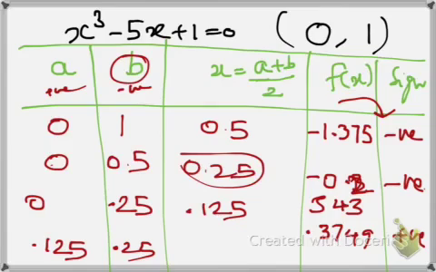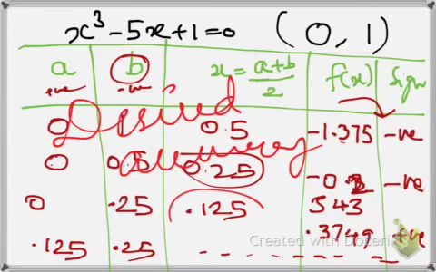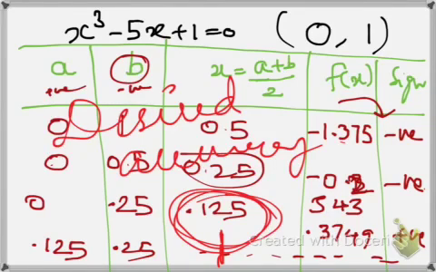Now again taking the average, repeat the process until you get the desired accuracy. Then what is the root? This one. Till what accuracy you want, till there carry out the procedure, and this x is your root.